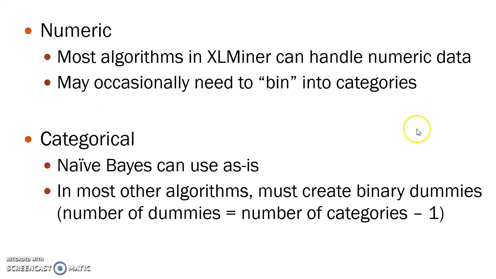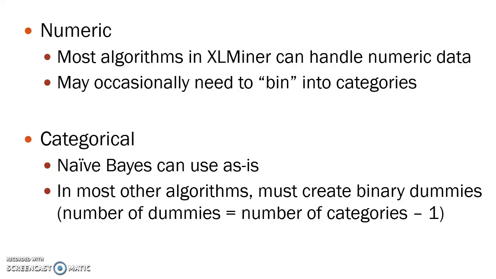So in Excel Miner, which is an add-on to Excel, most of the algorithms can handle numeric data, and they will do something called binning or discretizing if needed to change numeric data into categories.